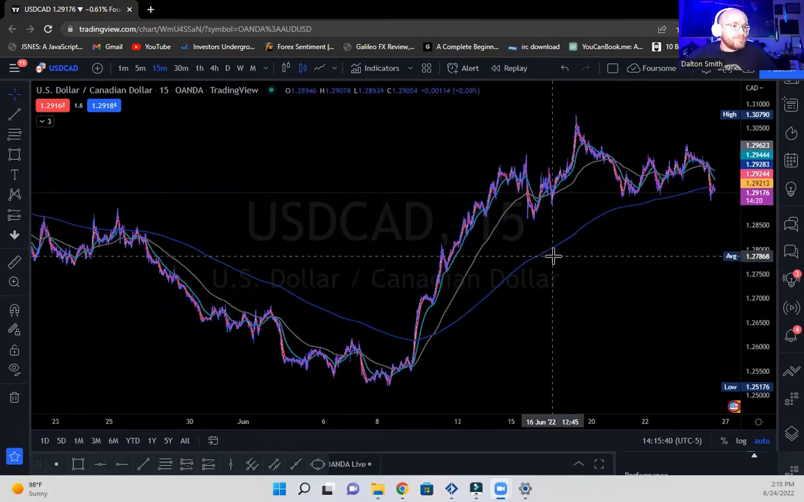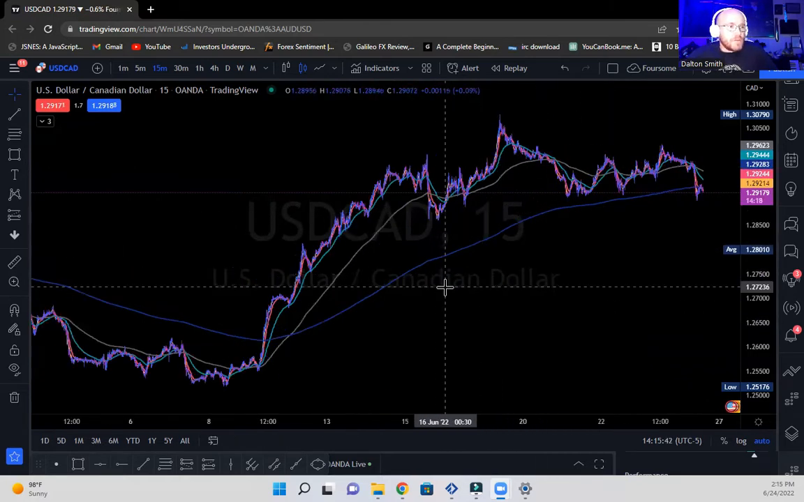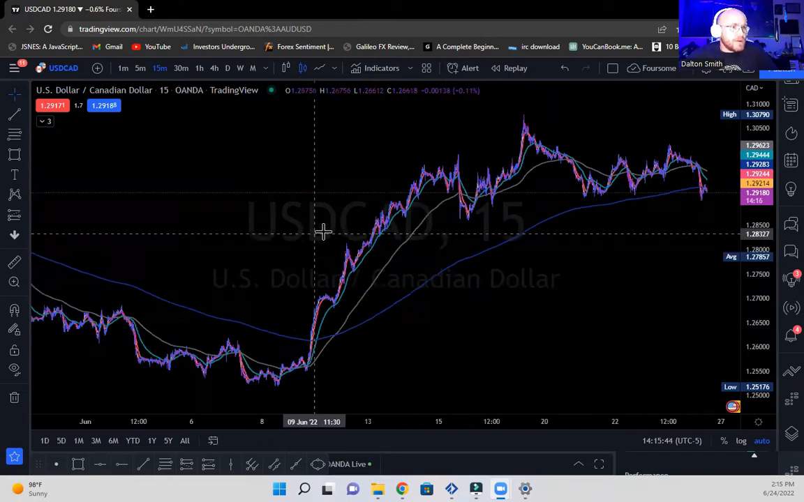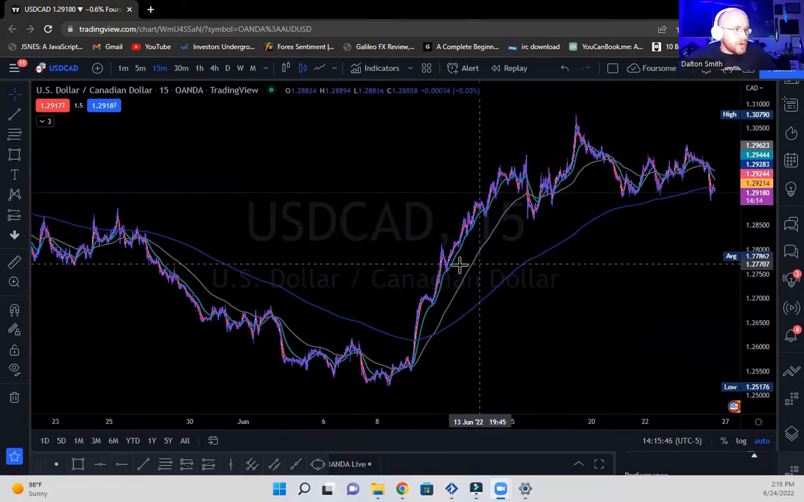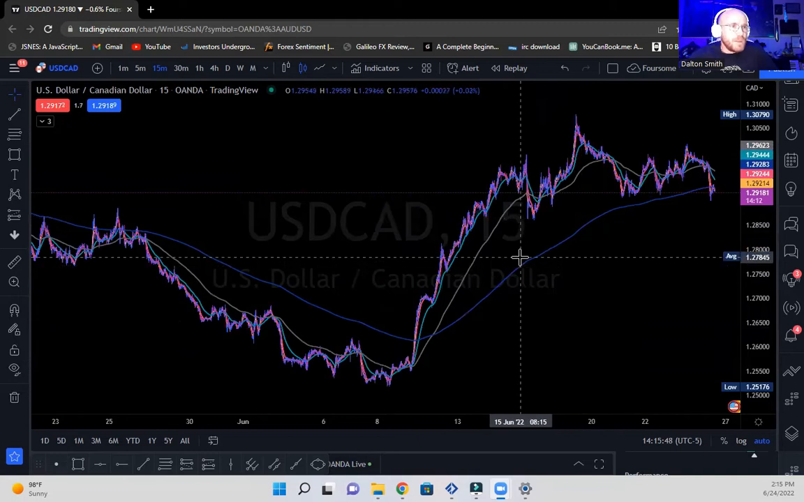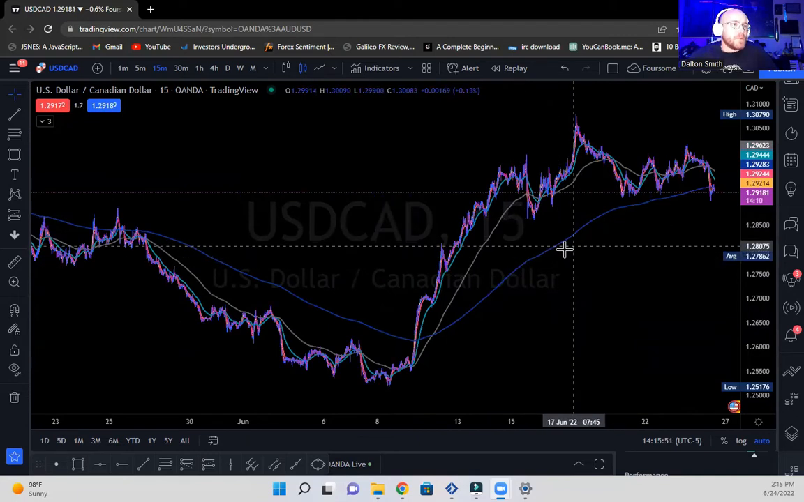When EMAs are turned off, it's very hard to tell where the market is headed. Is it going up or down or sideways or what's going on? But when you turn on your EMAs, it gives it a little bit of structure. You can tell where the market is headed.